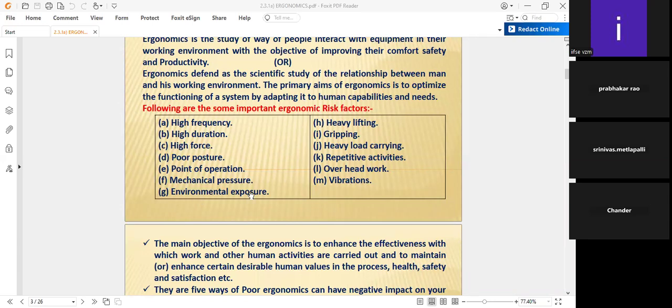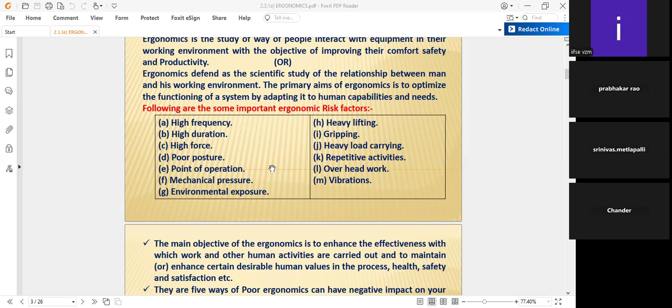Coming to environmental exposure: once you create the environmental position like this, for example, it should not be a congested environment, like a very narrow space, narrow place, or corridors, or where a clear space is not there for the people.